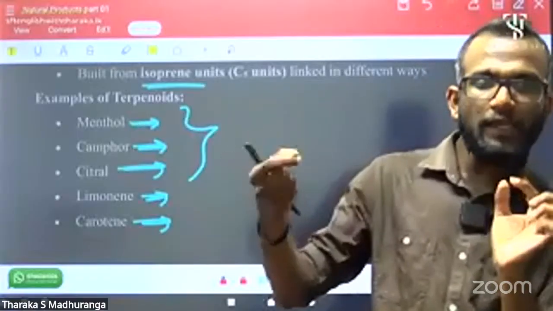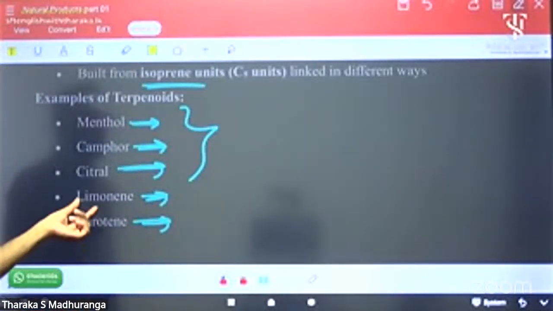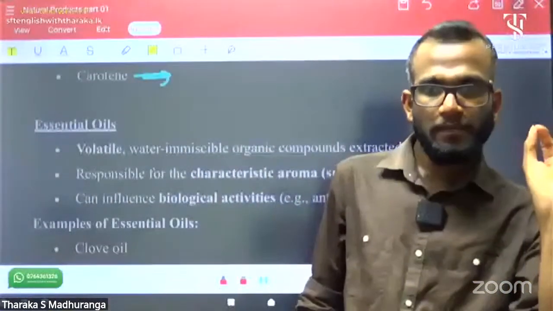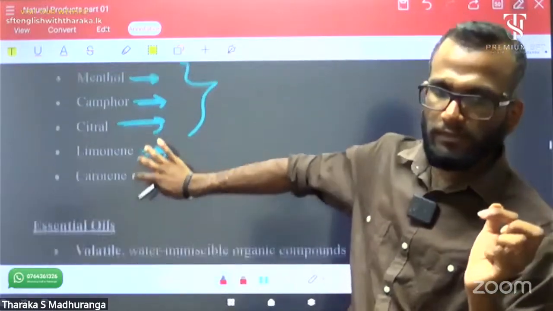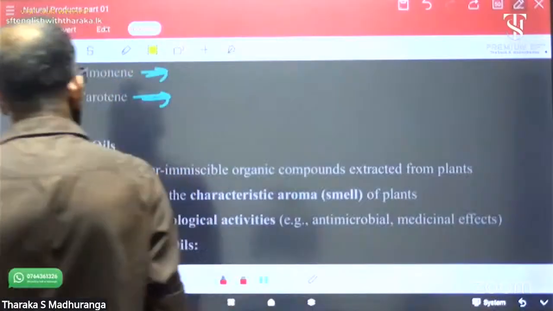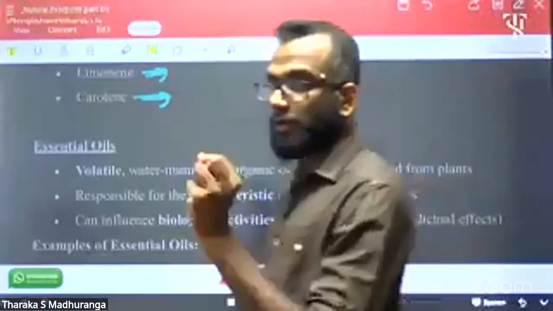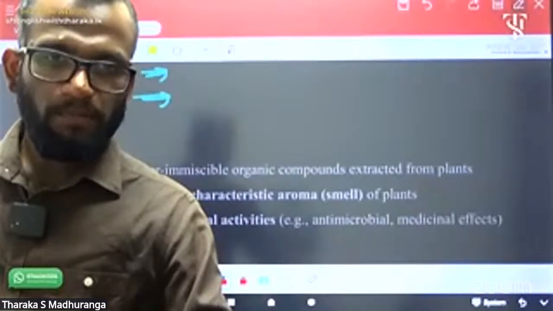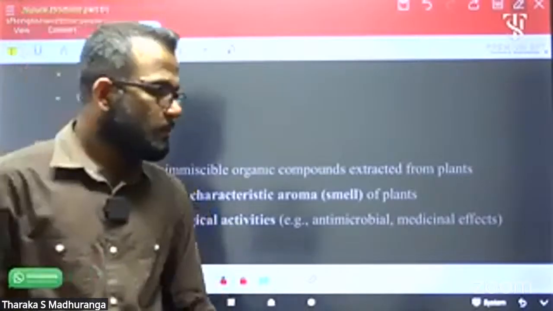How is it produced? By the linking of many isoprene units. An isoprene unit means a 5-carbon unit. Other examples: citral, camphor, menthol, limonene and carotene. The names are a little difficult to remember, but if you have basic knowledge, that's enough.